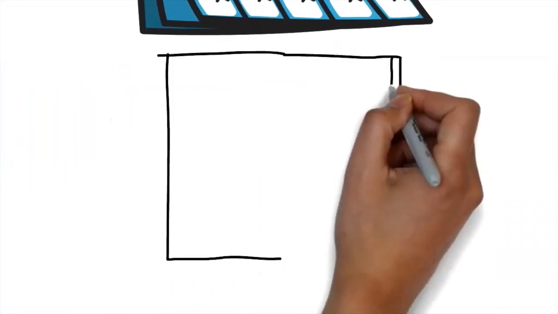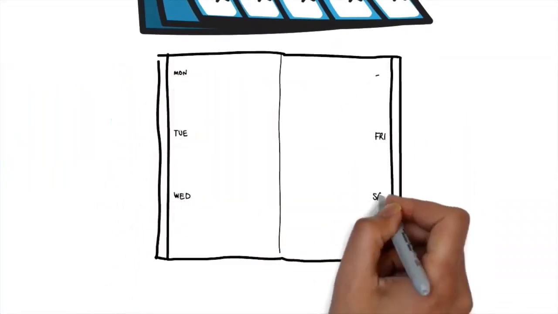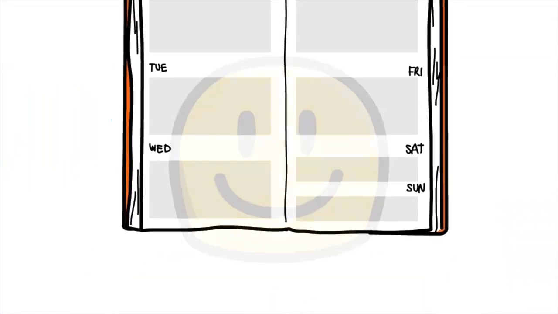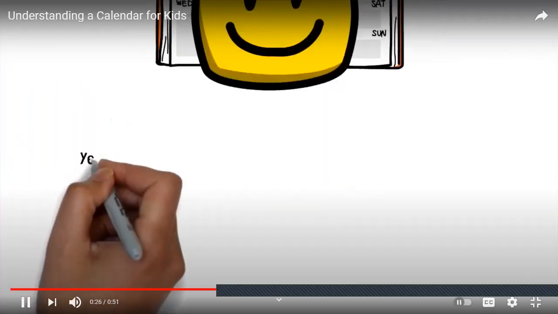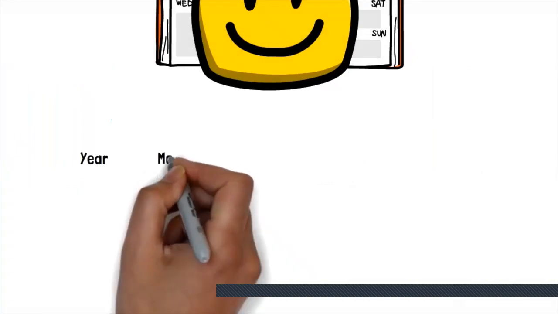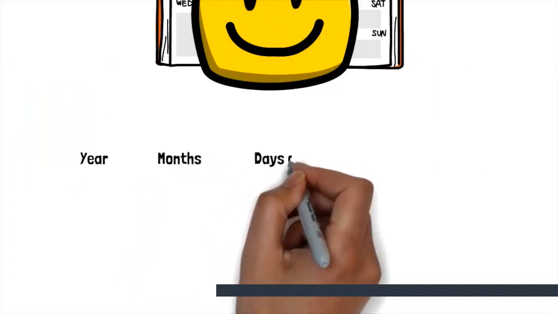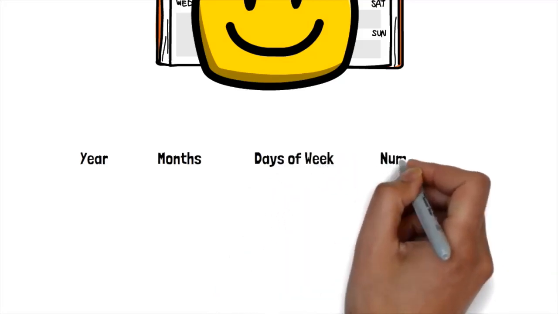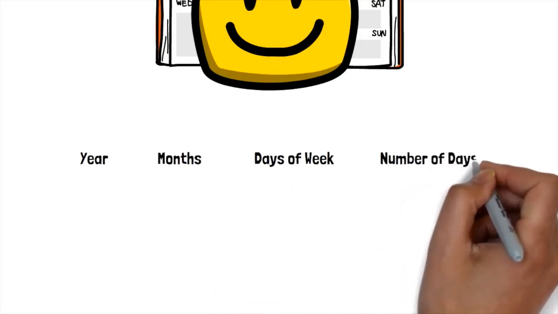It also looks something like this, like a planner with days on it. That's a calendar. Hmm, what does a calendar have? A calendar shows a year, months, days of the week, and number of days. That's actually a calendar.